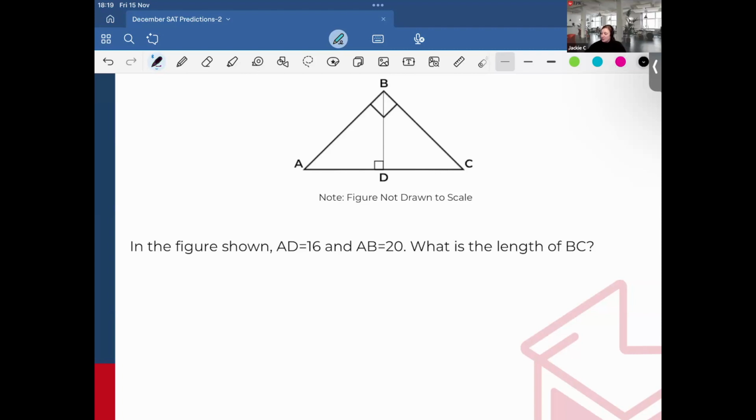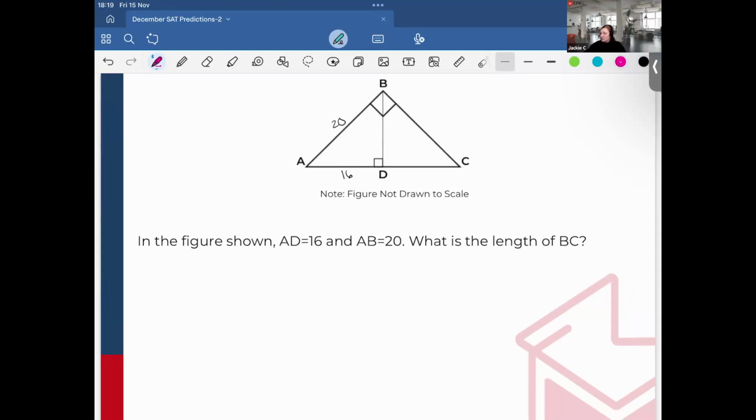So this one here, in the figure shown, AD is equal to 16, AB is equal to 20. What is the length of BC? Okay, so first things first, I can get what BD is immediately. It's a multiple of 3, so this would just be equal to 12. And the reason I know that quickly without using Pythagorean theorem is this would be like a 4x, 3x, 5x. It's the Pythagorean triplet, the 3, 4, 5.